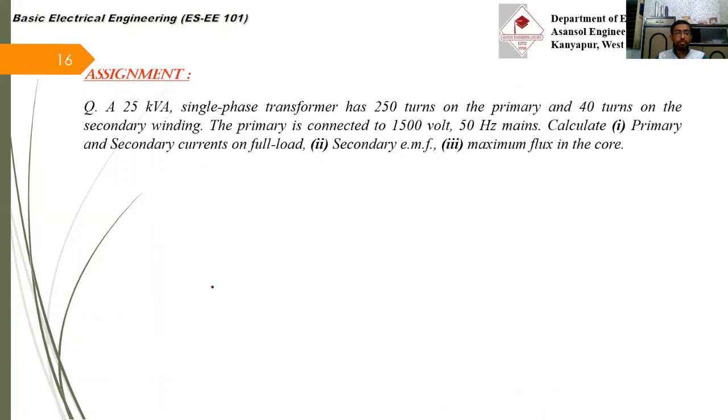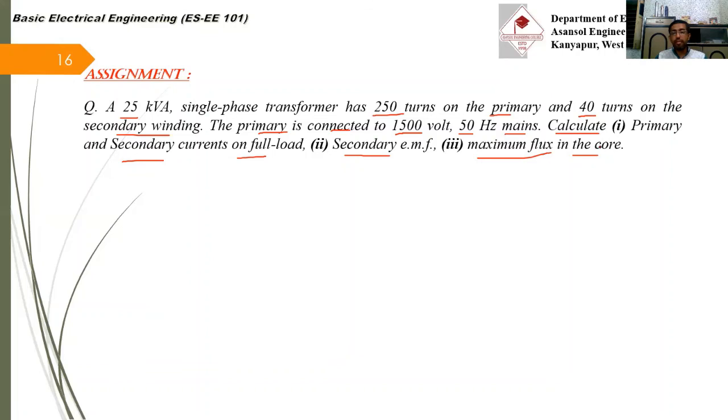Okay. Now is the assignment. What is given? A 25 kVA single phase transformer has 250 turns on the primary and 40 turns on the secondary winding. Now the primary is connected to 1500 volt 50 hertz mains. Now you have to calculate the primary and secondary currents on full load, the secondary EMF and the maximum flux in the core.